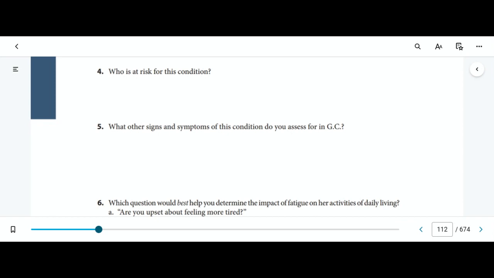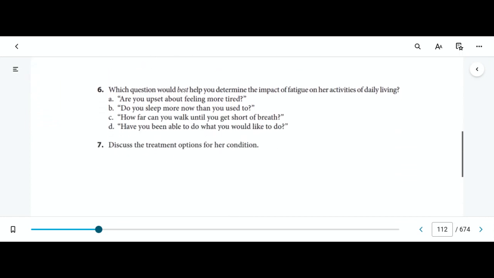Okay, so let's do this one. Number 6. Which question would best help you determine the impact of fatigue on her activities of daily living? What do you guys think? Are you upset about feeling more tired? Do you sleep more now than you used to? How far can you walk until you get short of breath? Or have you been able to do what you would like to do? Which one is going to help us get a clearer idea of her activities of daily living?